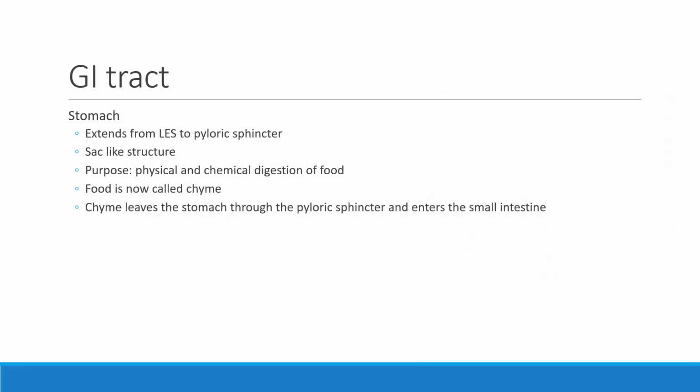The stomach extends from the lower esophageal sphincter to the pyloric sphincter. It is a sac-like structure, and the purpose is physical and chemical digestion of food. So it mixes food with digestive juices and acid. And actually, now we aren't even going to call the food food anymore. We're going to call it chyme. Chyme leaves the stomach through the pyloric sphincter and now enters the small intestine.